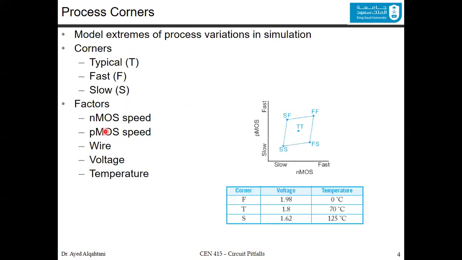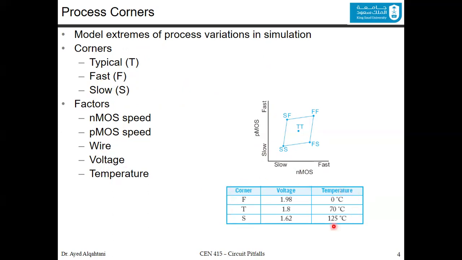So the process corners model extremes of process variations in simulation. As you can see here, we have NMOS and PMOS. It could be slow and fast, and we have four different corners with the typical in the middle. The corners are either typical T, fast F, or slow S. And the factors are the NMOS speed, the PMOS speed, the wiring, the voltage, and the temperature.